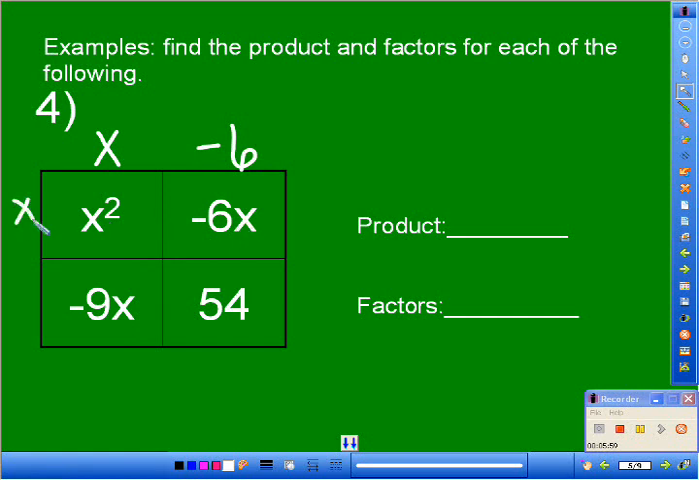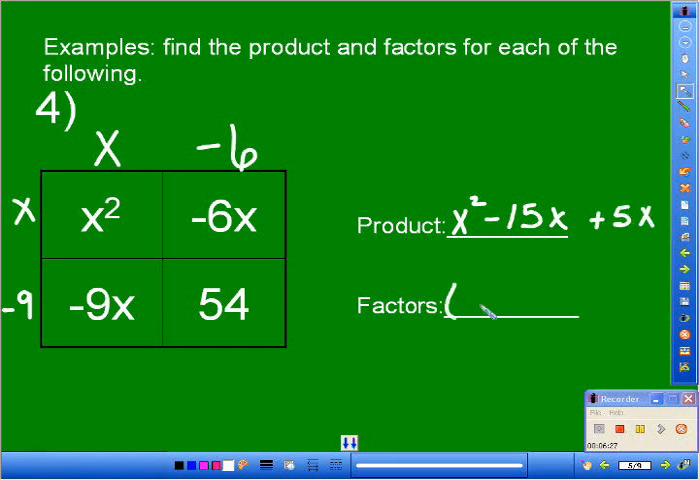Greatest common factor here is x. Here, they both can be divided by 9. Because I have a negative here, it becomes a negative. You're going to see a different situation with negatives, but when you have negatives on your diagonals, the negative comes out closest to where it's at. Product, be careful, x squared. Watch your sign, negative 15x plus 54.